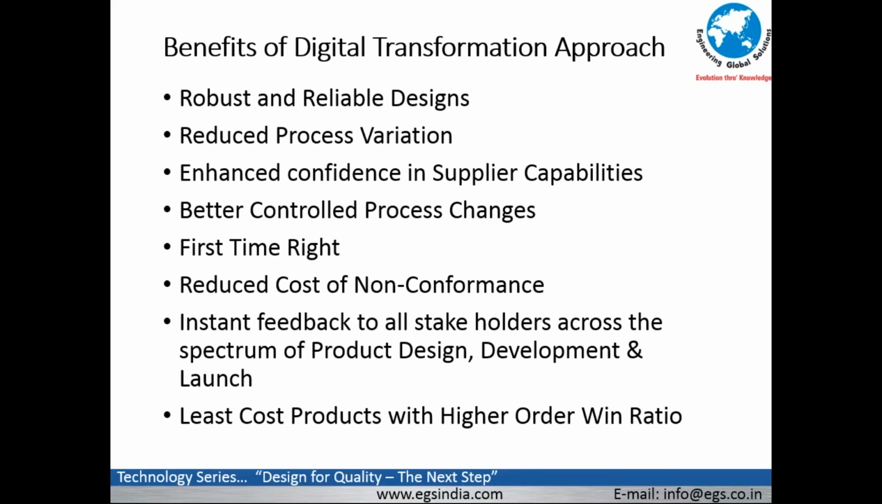This approach is called the dimensional management approach, and it helps us to reduce the process variation, enhances the confidence in supplier capabilities, helps us to have better controlled process changes, gets it first time right as I told you earlier, reduces the cost of non-conformance by looking at the cause and effect diagram and seeing where the non-conformances are coming into picture and putting monitored processes, having instant feedback to all stakeholders across the spectrum of product design and development through product launch. And we need to understand that this is dynamic as long as the product is in service.